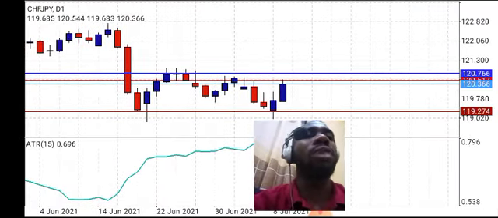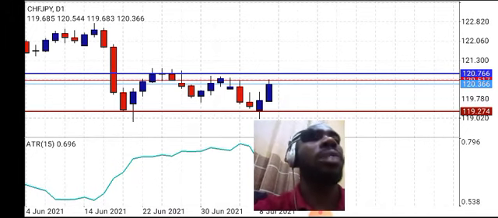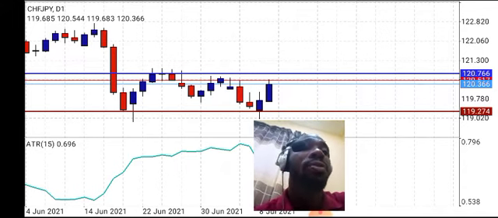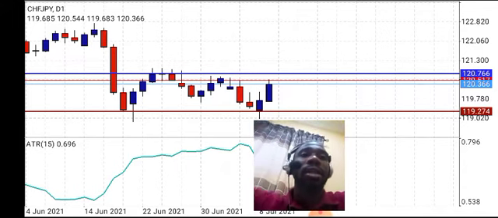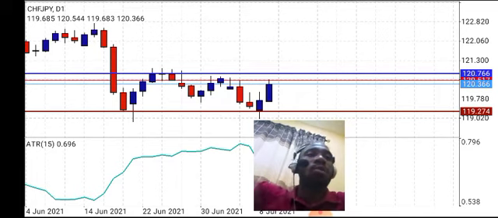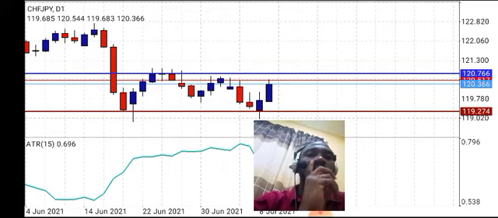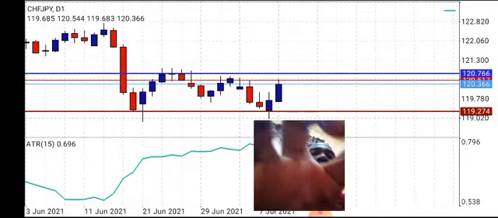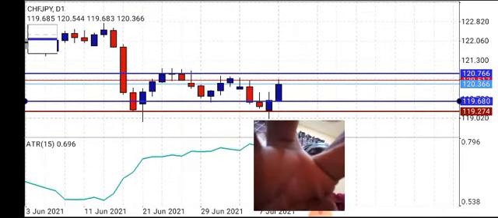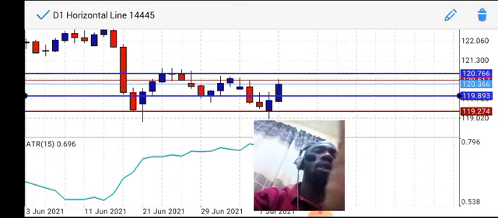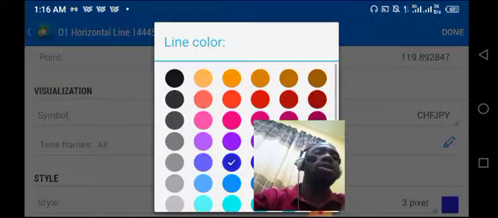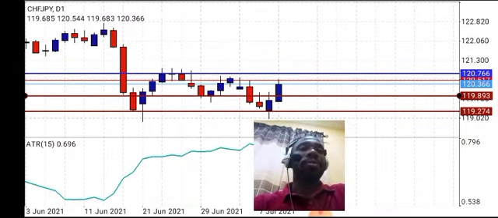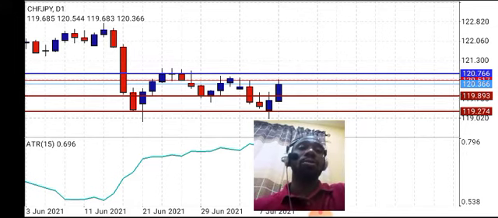So these are two levels I'm looking out for. If the market breaks above 120.76, I would consider buying, and if it closes below 119.27, I would consider selling. I could also consider taking my first sell trade below this support level. Okay, that will be my first entry to sell CHF JPY. So wait for the market to open and see.